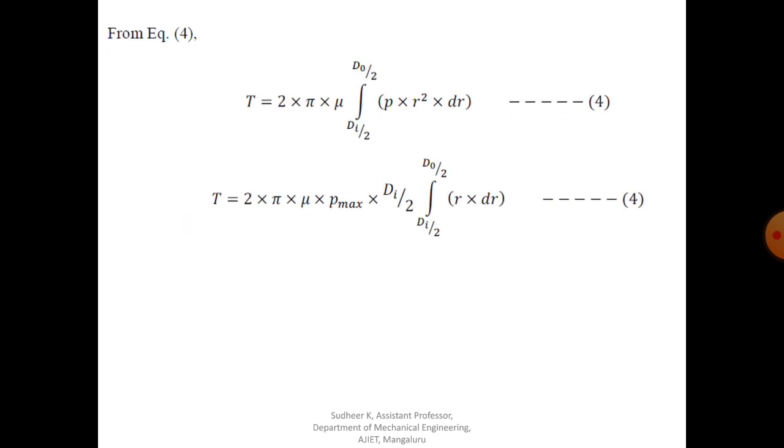Now from equation 4, again we have to find the torque transmitting capacity of the clutch. So again you have to use equation number 4: 2 pi mu into the limit di by 2 to do by 2, p r square into dr. Here you know pr is constant, we have to bring it outside. pr is nothing but p max into di by 2, because the maximum pressure is at the inner radius. Pr is constant according to uniform wear theory, so a constant you always have to bring outside. Then only r is remaining. r is the variable, so you have to integrate r into dr.